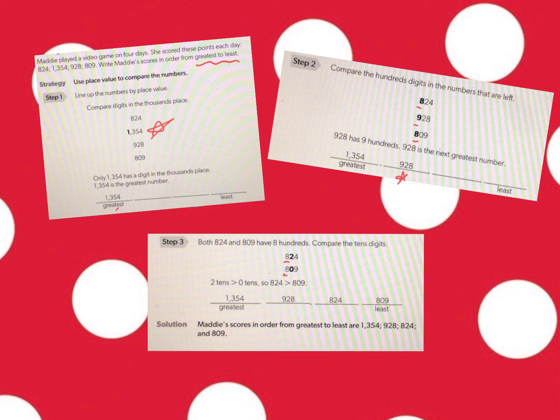So we're going to compare now the next biggest digit, which will be the tens. So you're going to look at the tens digit now. I know that 2 tens are greater than 0 tens. So 824 is going to go next, and then the least number would be 809. So Maddie's scores in order from greatest to least are, remember the biggest is the greatest: 1,354, 928, 824, and 809.